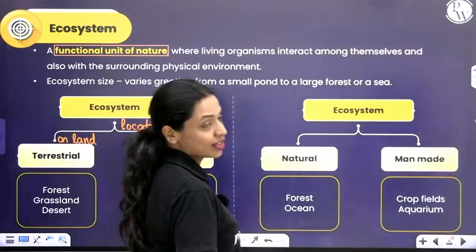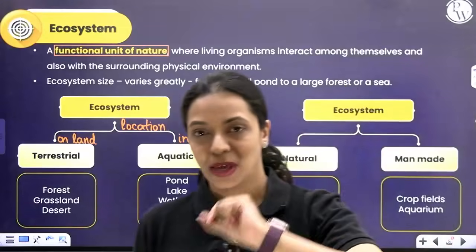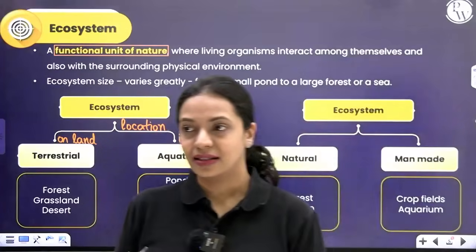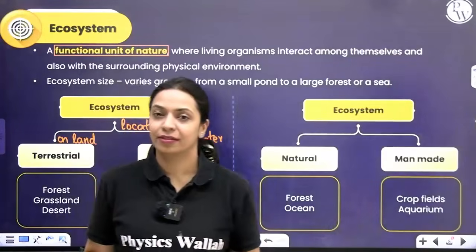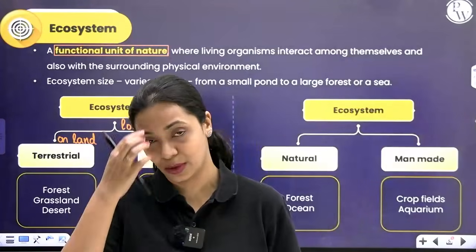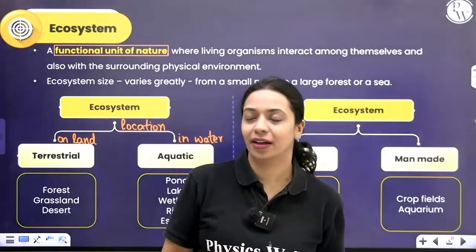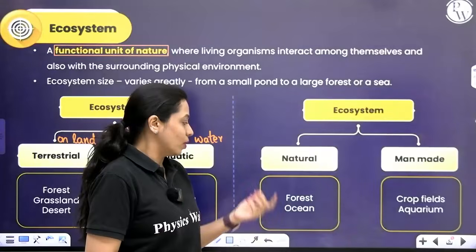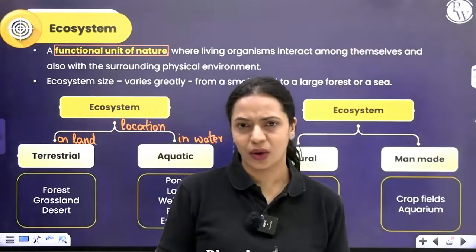Now let's talk about the second type of classification. The second type of classification is based on whether there is human interference in that ecosystem. Okay? If there is no human intervention, then you call it a natural ecosystem. If you see there is human intervention, then you call it a man-made ecosystem. All right. Now, examples for a natural ecosystem would be a forest or an ocean.